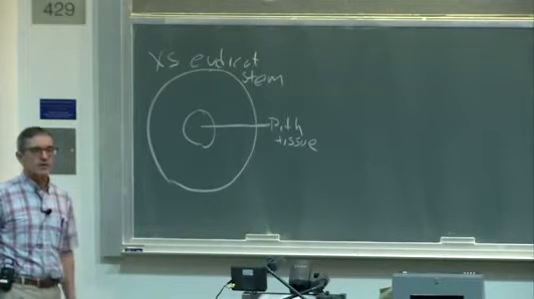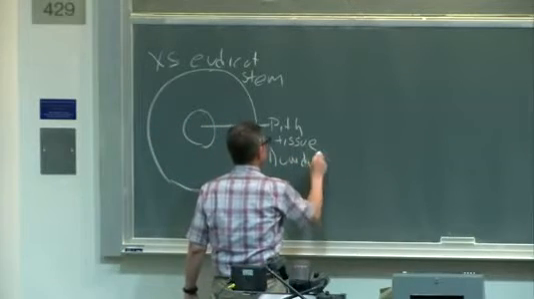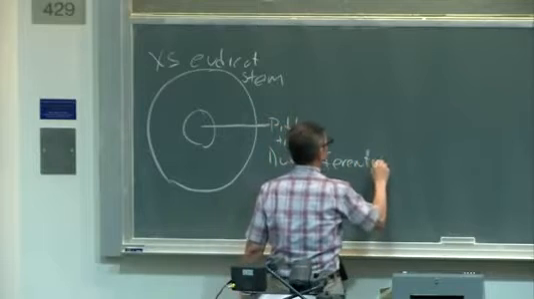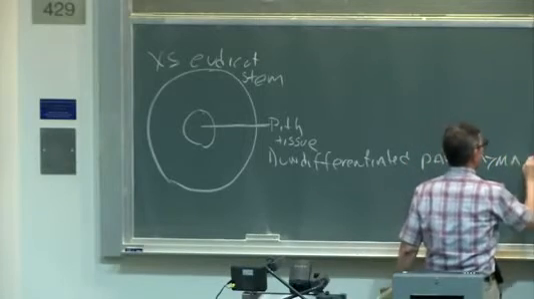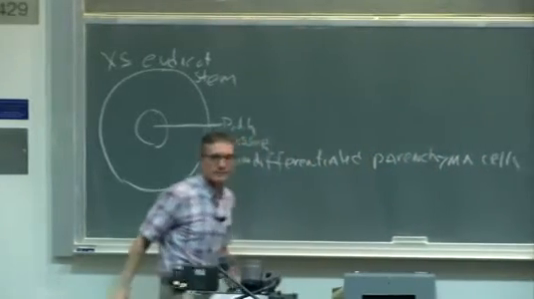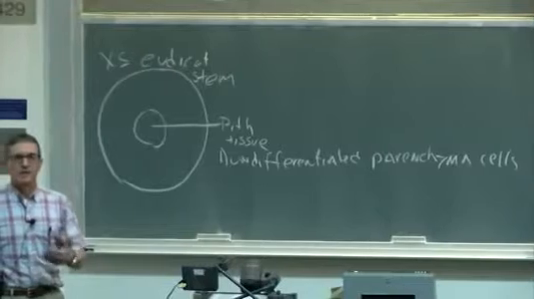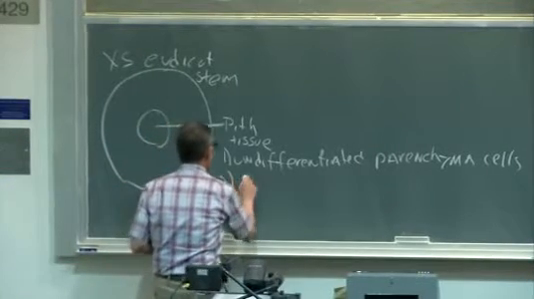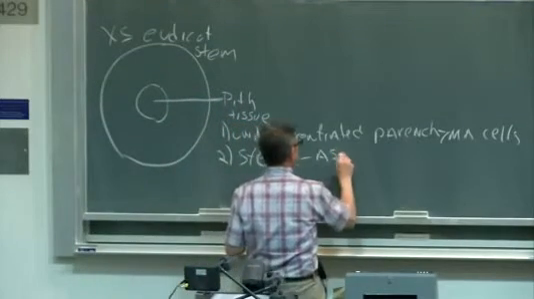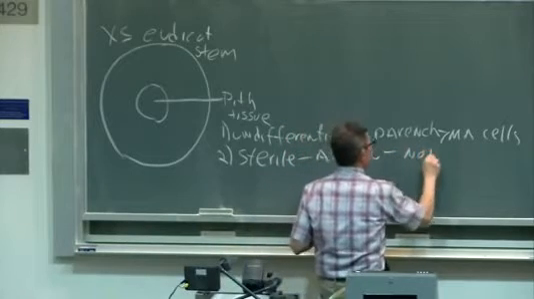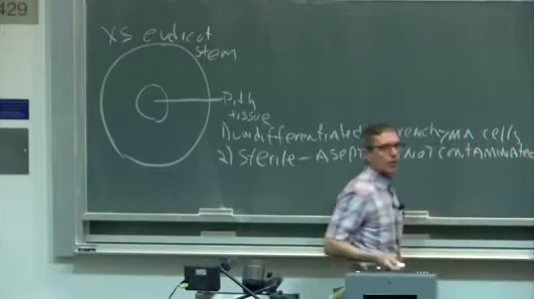Now, there are a couple of characteristics that we want to note about the pith tissue. The first, the pith tissue consists of undifferentiated parenchyma cells. So this is the simplest cell type that we talked about, from which all other cells are derived. And the second characteristic of the pith cells, which made them very suitable for the hunt for new growth regulators, is that they are sterile, or as plant biologists call it, they are aseptic. That is, not contaminated by microorganisms.